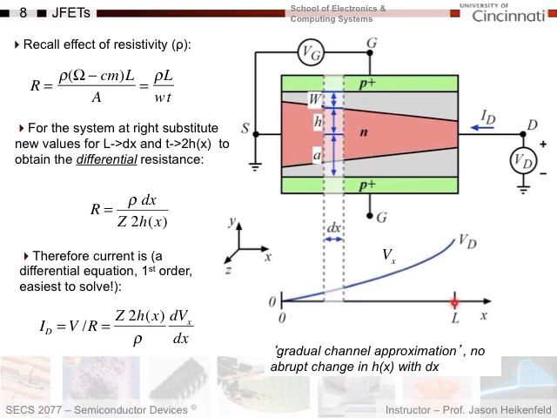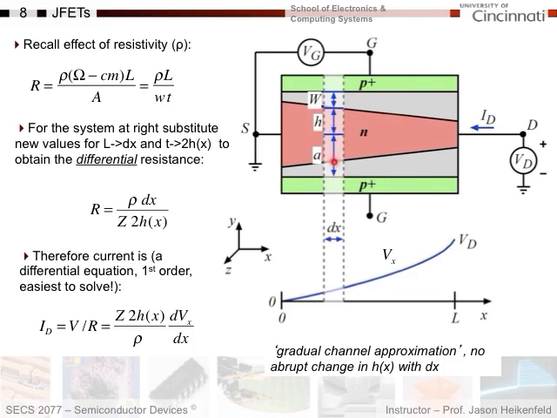The other thing I'm going to do is my thickness. So if this is my length and this was my thickness, I'm going to substitute as being 2h of x. So h is basically, you can see this, h is A minus W. It's how much of the channel on this side is undepleted.